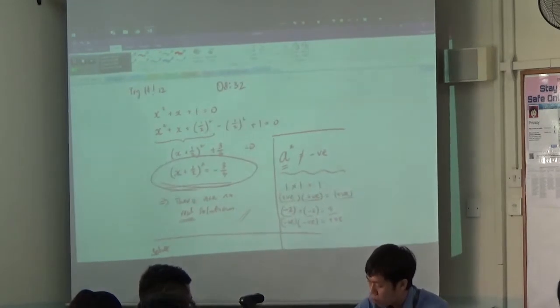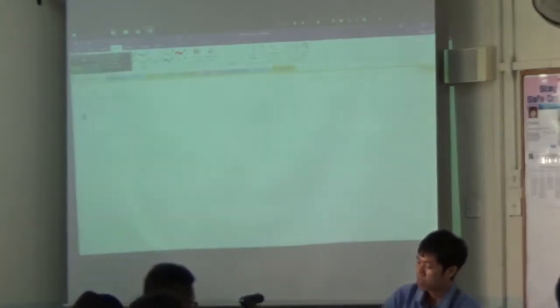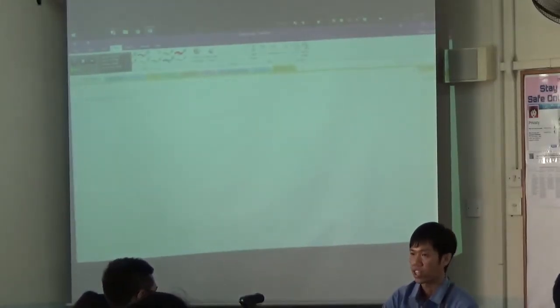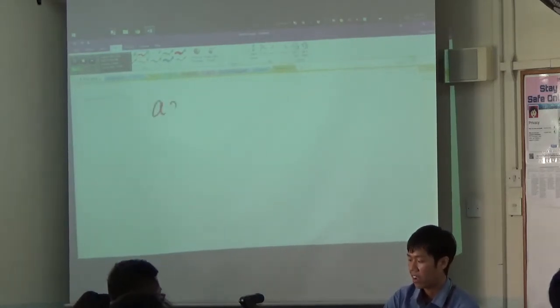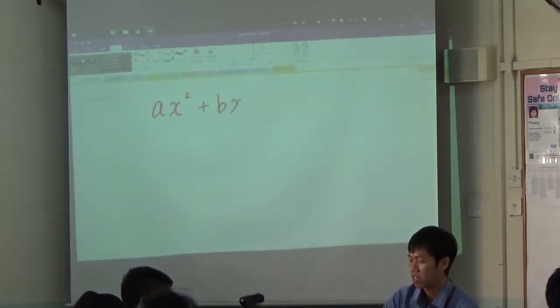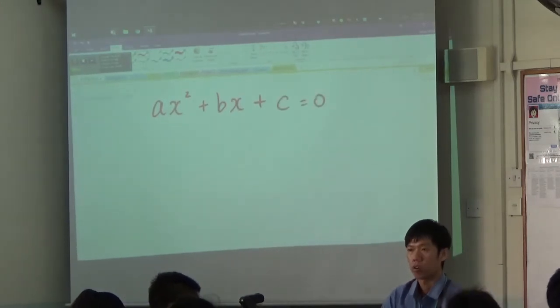So that is topic 2.4. We will start off with a general quadratic equation, ax squared plus bx plus c equals 0.